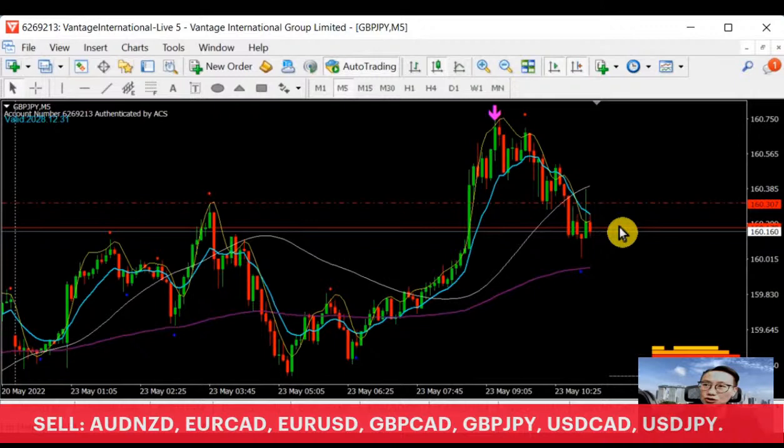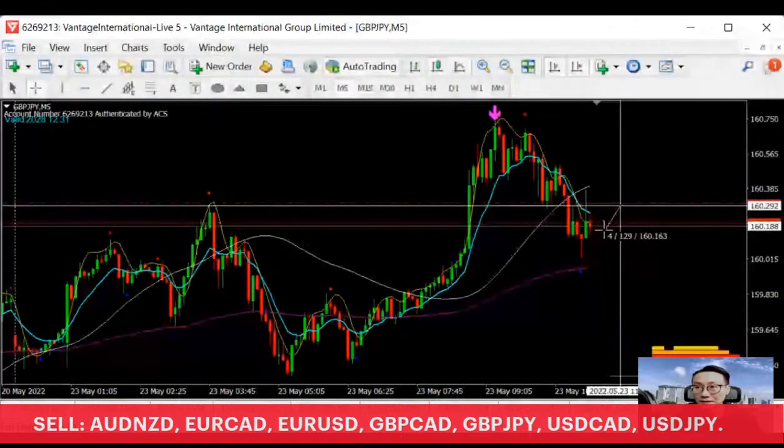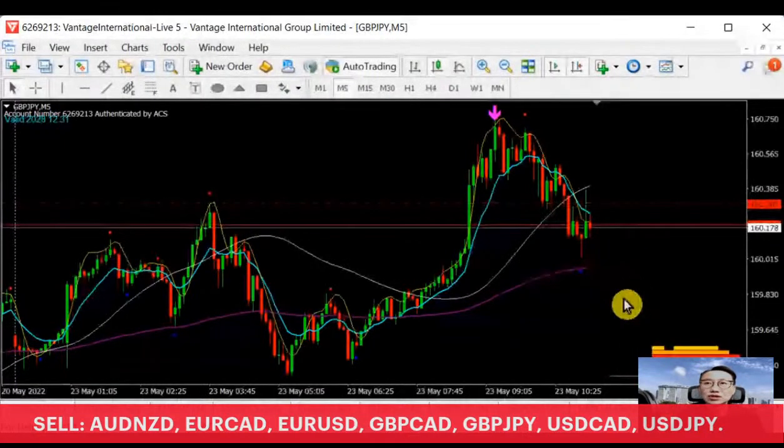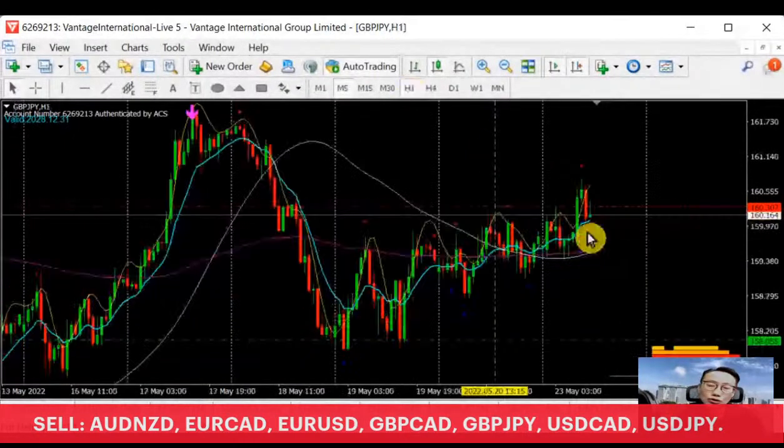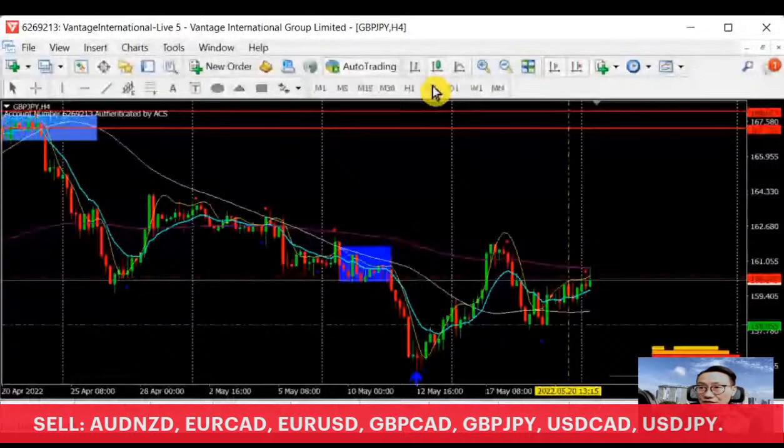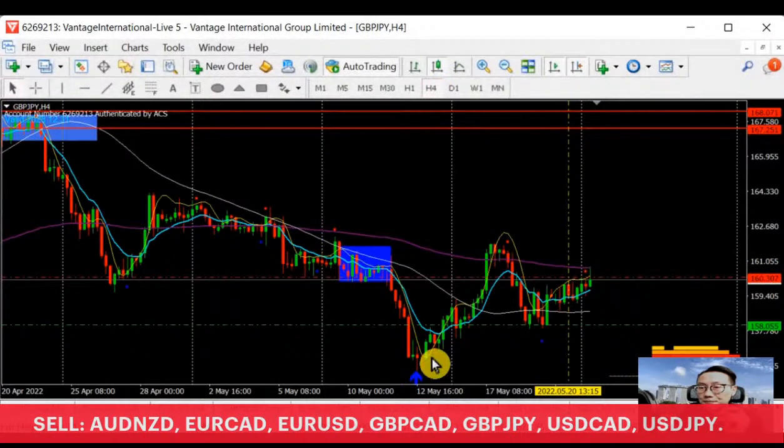Am I right? From here to here, it's gone. So estimated, I have about another 30 pips to go. This is how you can gauge the number of pips that we are going to collect. But that is something we are looking at in a smaller time frame. Am I right?